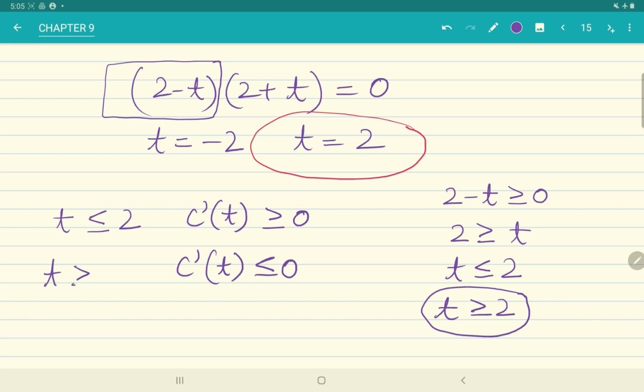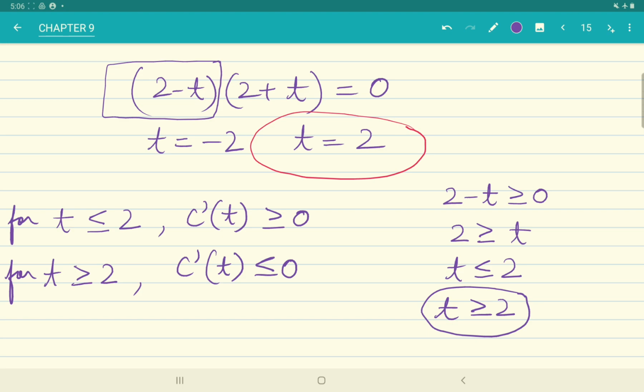So for t greater than or equal to 2, we have c prime t less than or equal to 0. For t less than or equal to 2, c prime t is greater than or equal to 0. What I mean to say is that to the left of t, the function is increasing. To the right of it, the function is decreasing. And that means t equal to 2 would be the maximum point, that maximizes c of t.